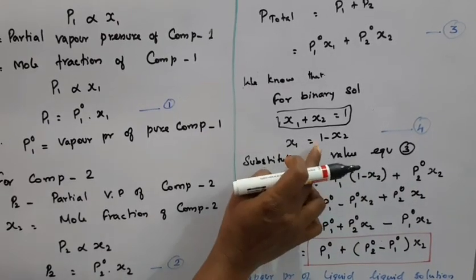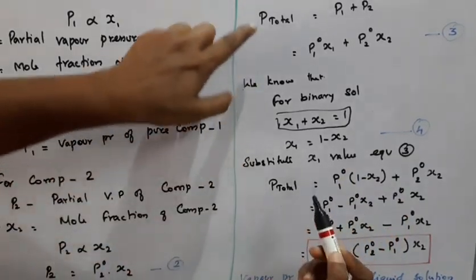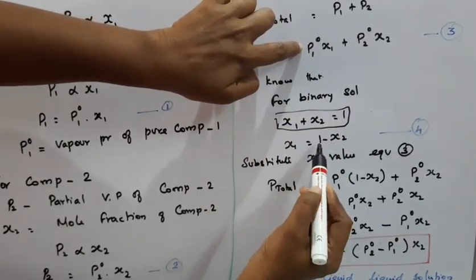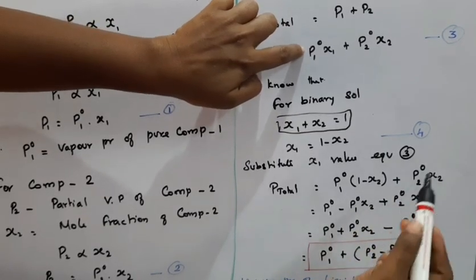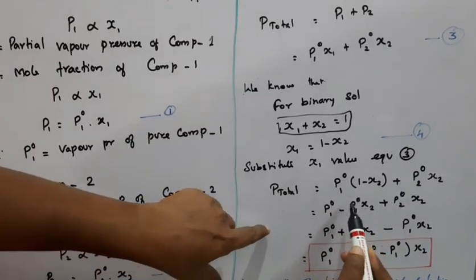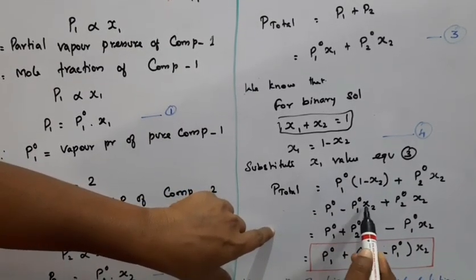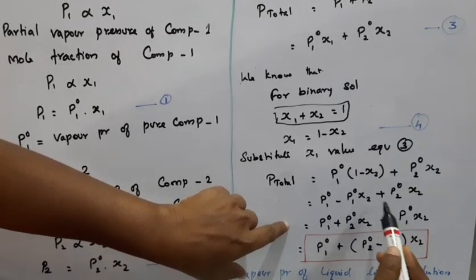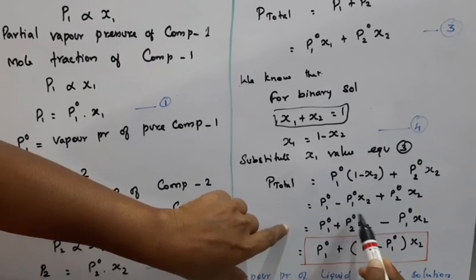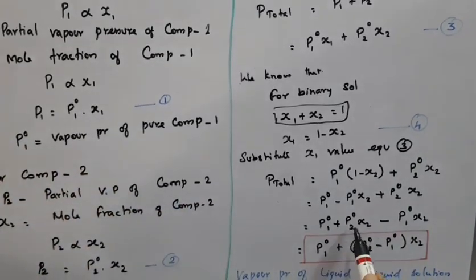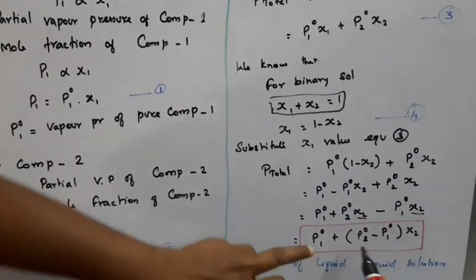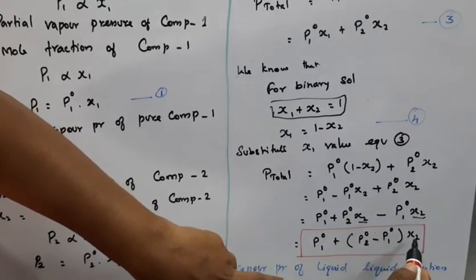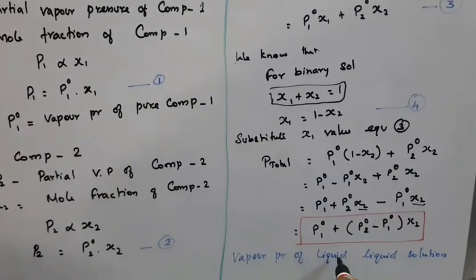Substitute the x1 value into equation 3. So the total pressure equals P01 times (1 minus x2) plus P02 x2. Multiplying out, we get P01 minus P01 x2 plus P02 x2. Rearranging, x2 is common to these two terms, so P total equals P01 plus (P02 minus P01) into the common factor x2. This is the equation for the vapor pressure of the liquid solution.